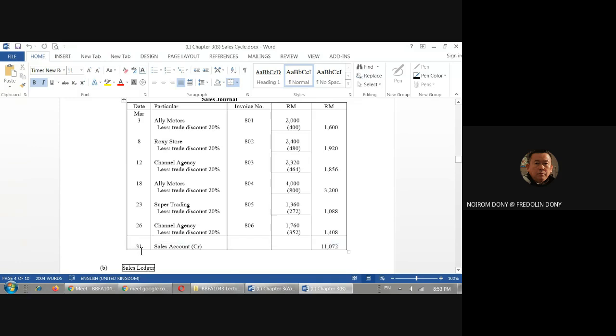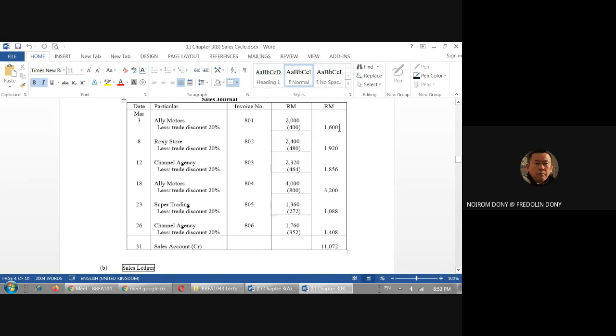So the bottom part, since this is sales journal, you write down sales account. And remember, this is revenue. Revenue is a credit item, so you put credit here. And then total the net amount after trade discount. So we have 11,072.